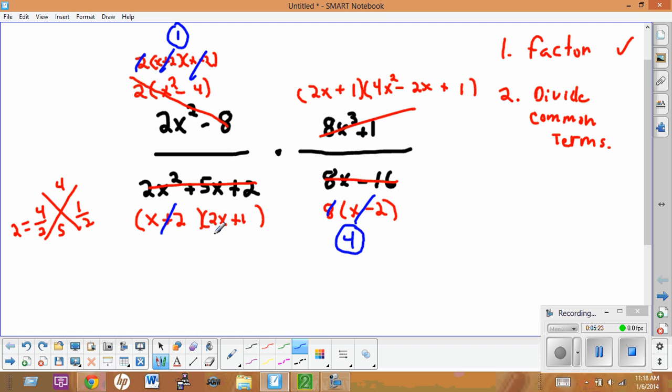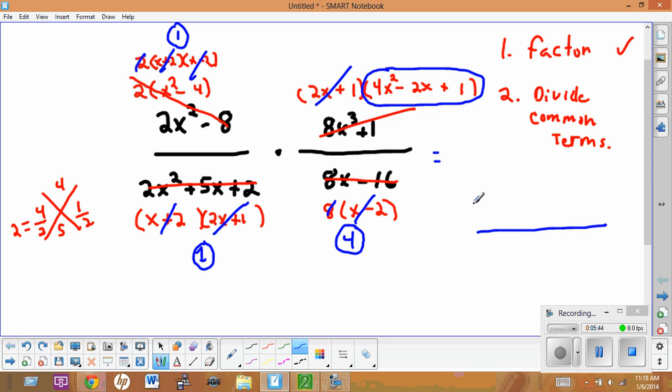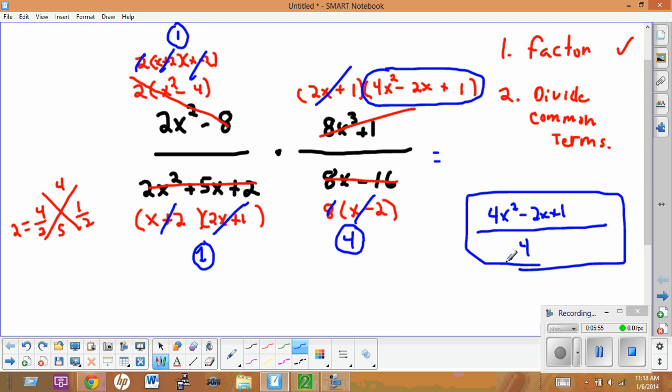On this side I have a 2x plus 1 and a 2x plus 1. So everything's gone here, so I'm simply going to put a circle around it. And here I'm left with nothing but a 4x squared minus 2x plus 1. So simplifying this out, finishing the problem off, I'll go ahead and write the answer here. The numerator, we have a 4x squared minus 2x plus 1 over 1 times 4, which is simply just 4. We're simplified.